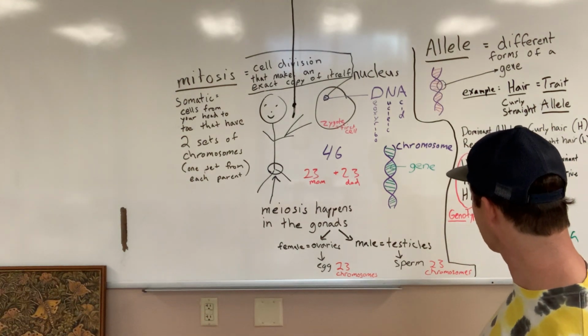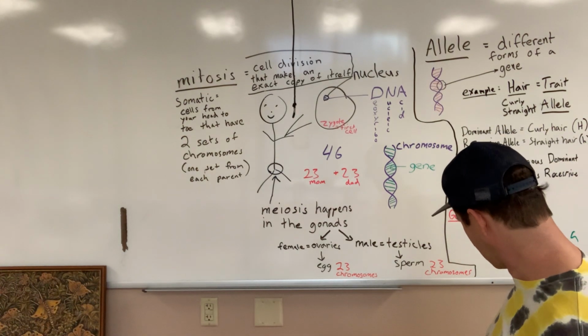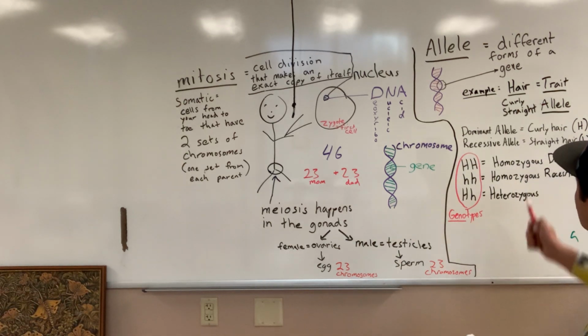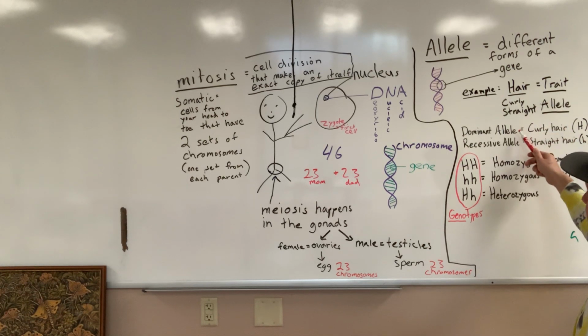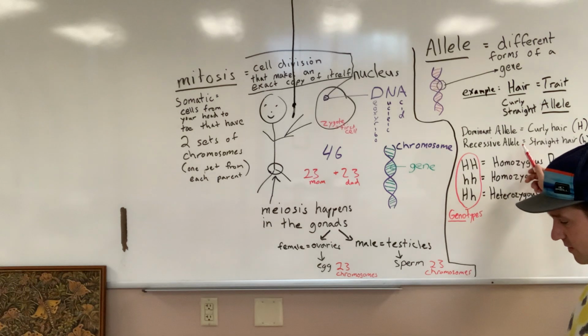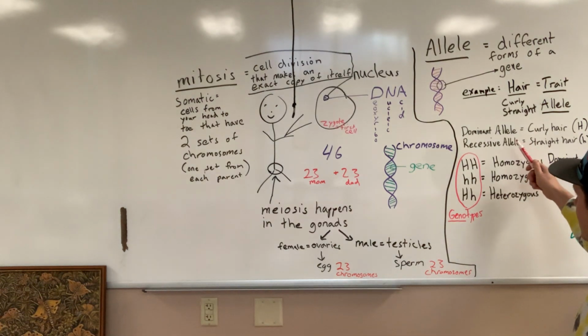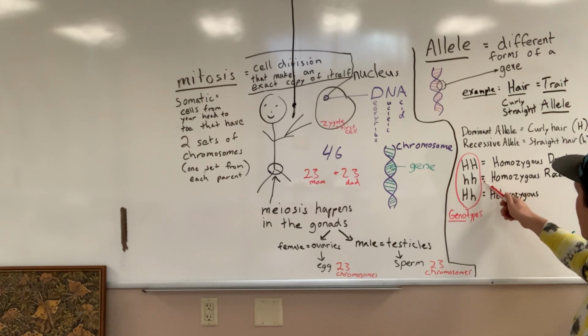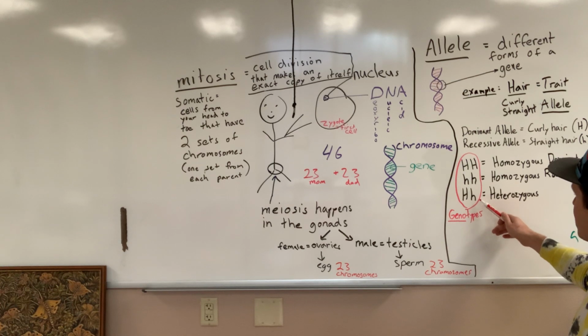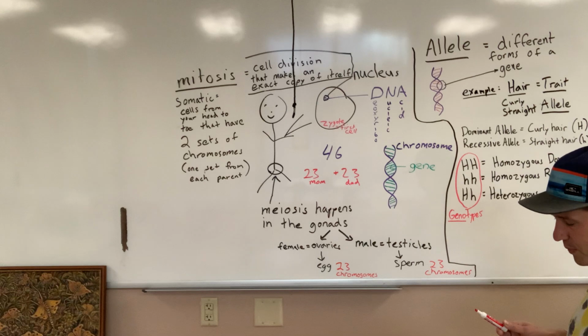Okay, so let's review. We get the alleles, okay, which are the different kinds of traits that you can get. You can get dominant alleles and you can get recessive alleles, and then those can be shown in three different ways: a homozygous dominant, a homozygous recessive, and a heterozygous. And those three things are the three genotypes. Those are the three possible genotypes. Okay.